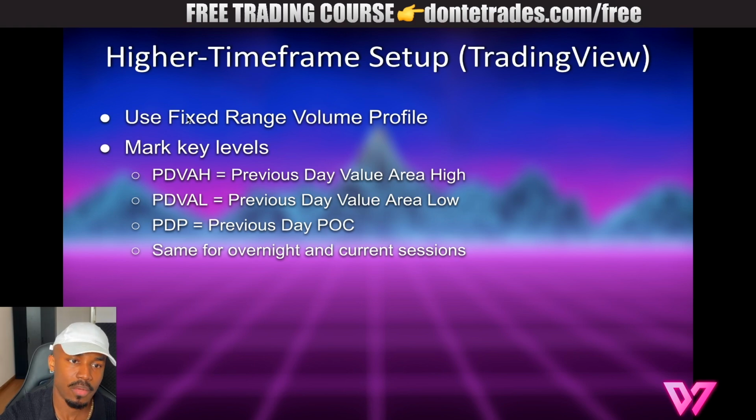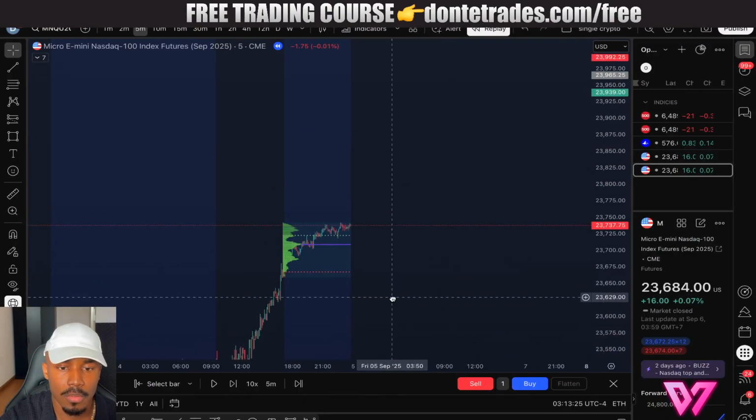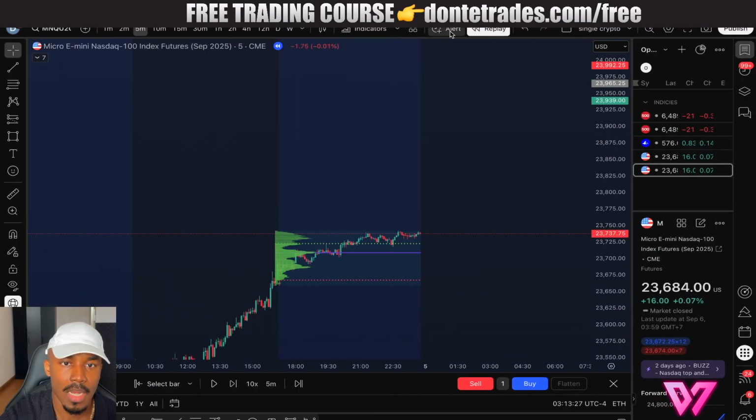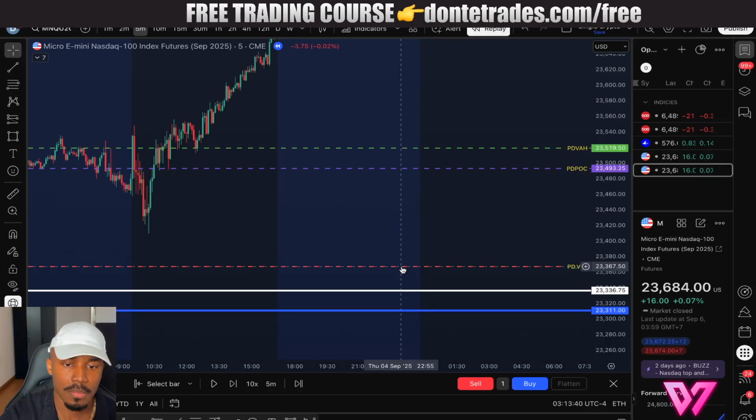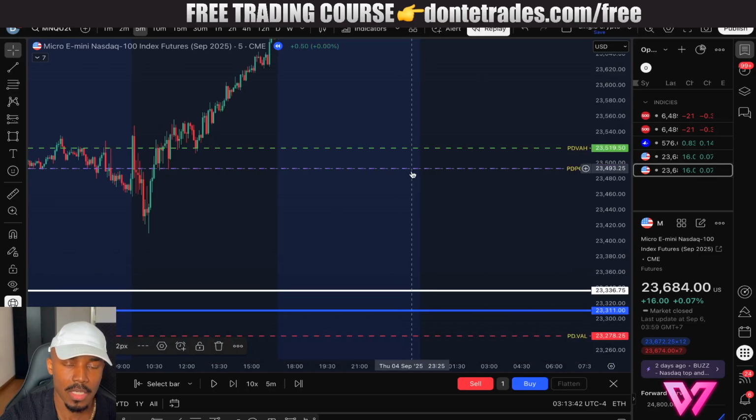So, higher time frame setup. This is going to be in TradingView. I'm just going to show you how to use the fixed range volume profile, how to mark key levels, the previous day value area high, previous day value area low, point of control, etc. So now we're just going to jump into TradingView here. And obviously you want to go into here and you want to look for the fixed range volume profile. Now I'm just going to draw this for you guys for the sessions that I trade.